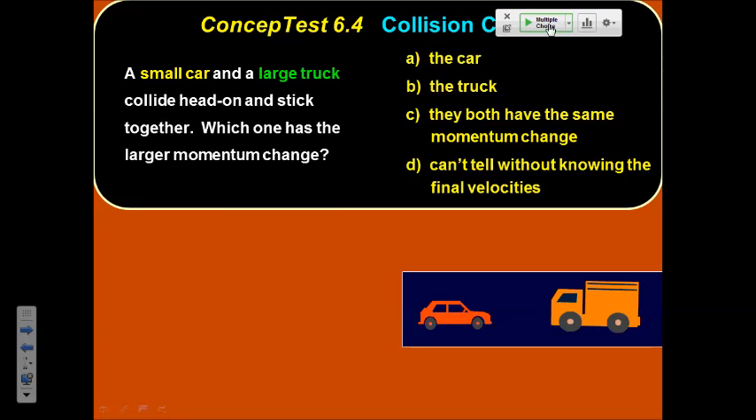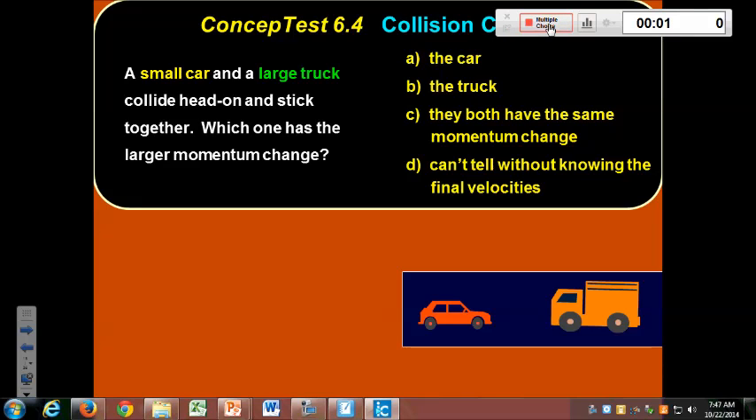They collide head on and they stick together. Which one has the larger momentum change? Did the car or the truck, they both have the same momentum change, or you can't tell without knowing the final velocities? Now we know from the conservation of momentum that the change in momentum is going to be zero, right? That for the system, my initial will equal the final momentum, or the change in momentum is zero. But which one of these has the larger momentum change then? The car, the truck, the same, or you can't tell without knowing the final velocities?